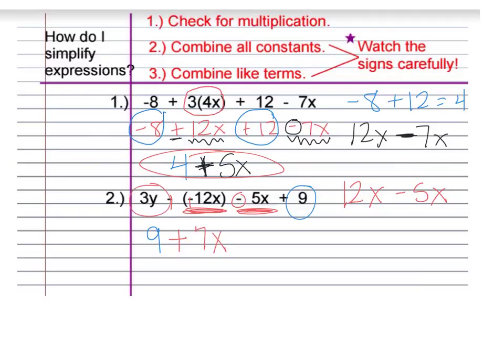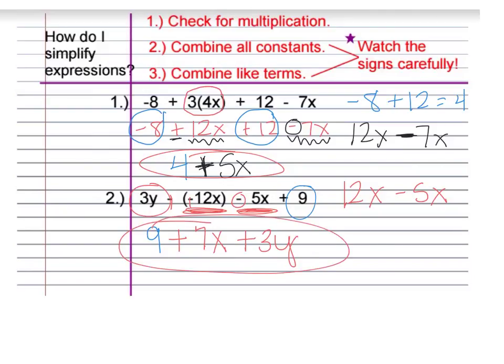And then I have this 3y term that's positive. I can't combine that with everything else, so I just leave that as part of my answer and say plus 3y. This will be my final answer, 9 plus 7x plus 3y, because there are no more like terms that can be combined.